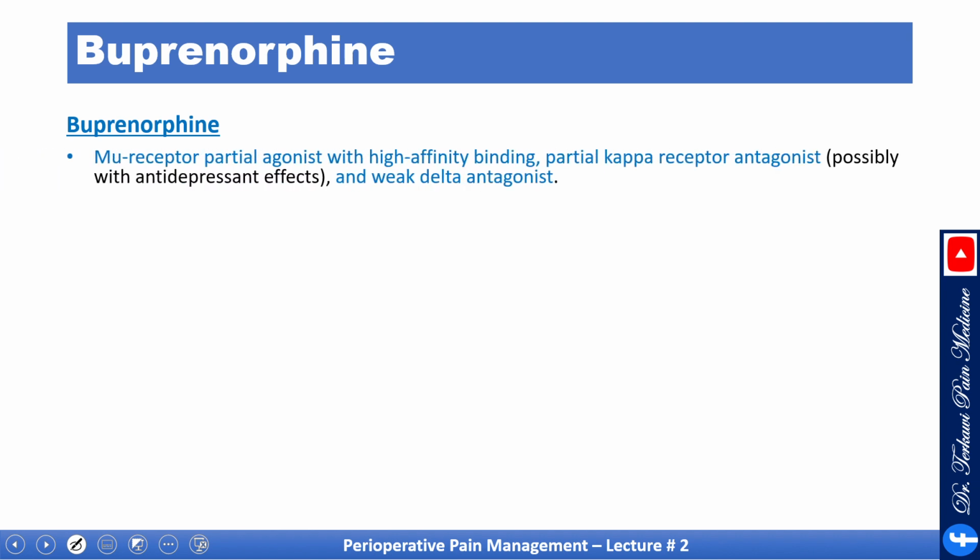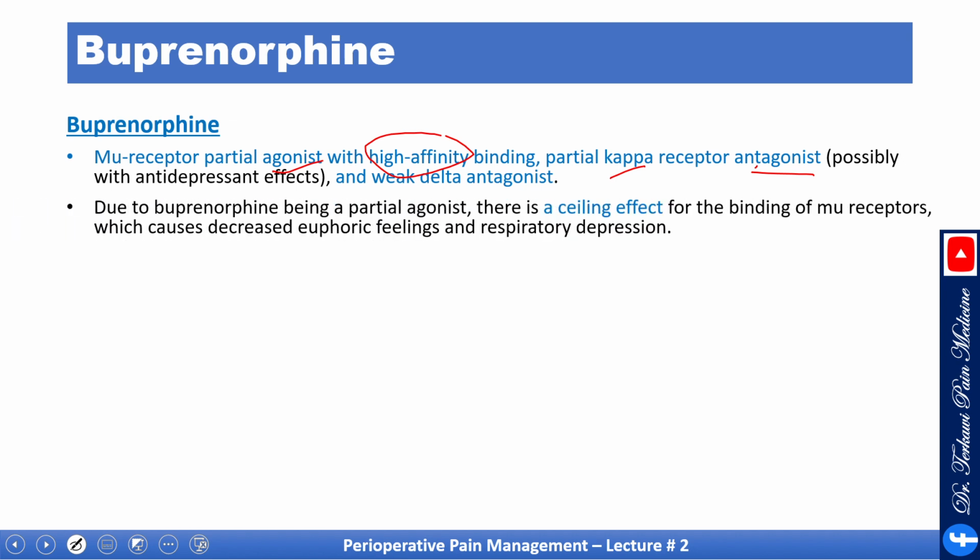Buprenorphine is a mu receptor partial agonist. However, here is the key word: high affinity binding. It's a partial kappa receptor antagonist. So, agonist for the mu, antagonist for the kappa, and weak delta antagonist. Due to buprenorphine being a partial agonist, there is a ceiling effect. Well, that's why we like it.